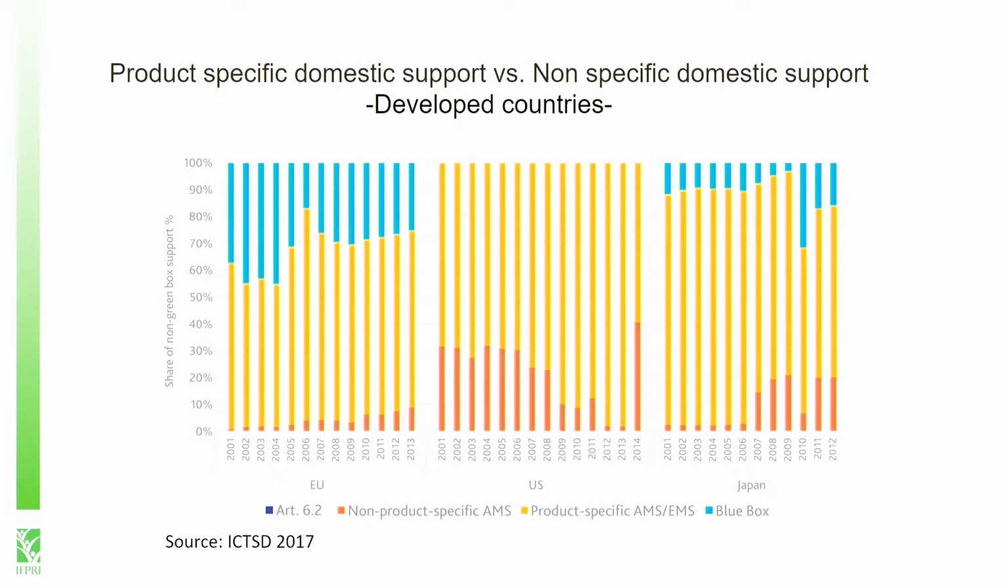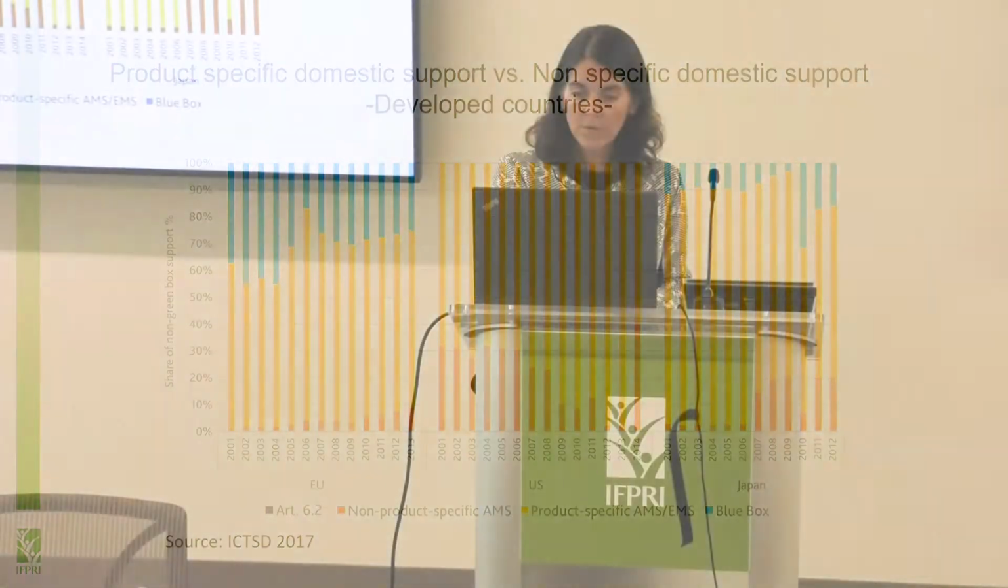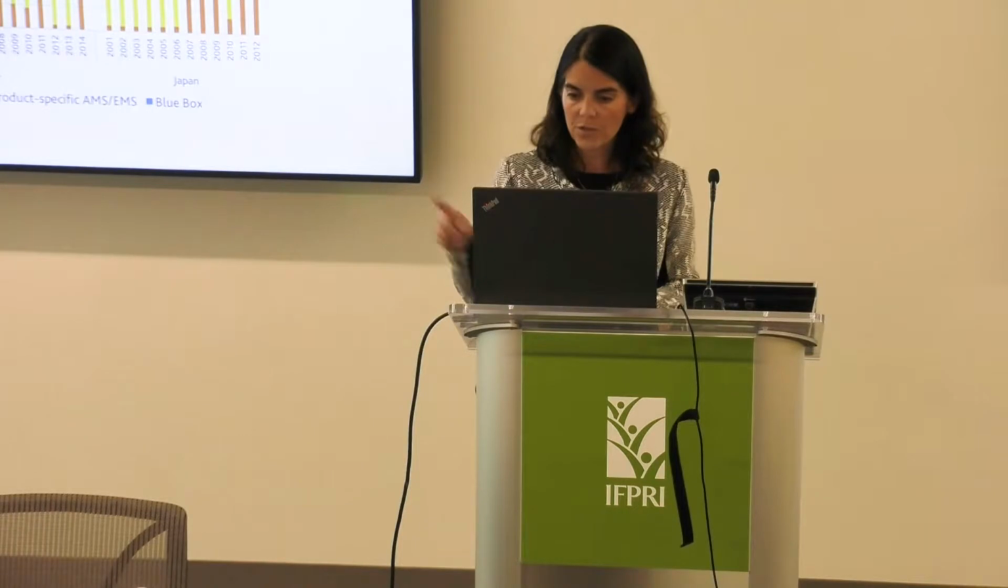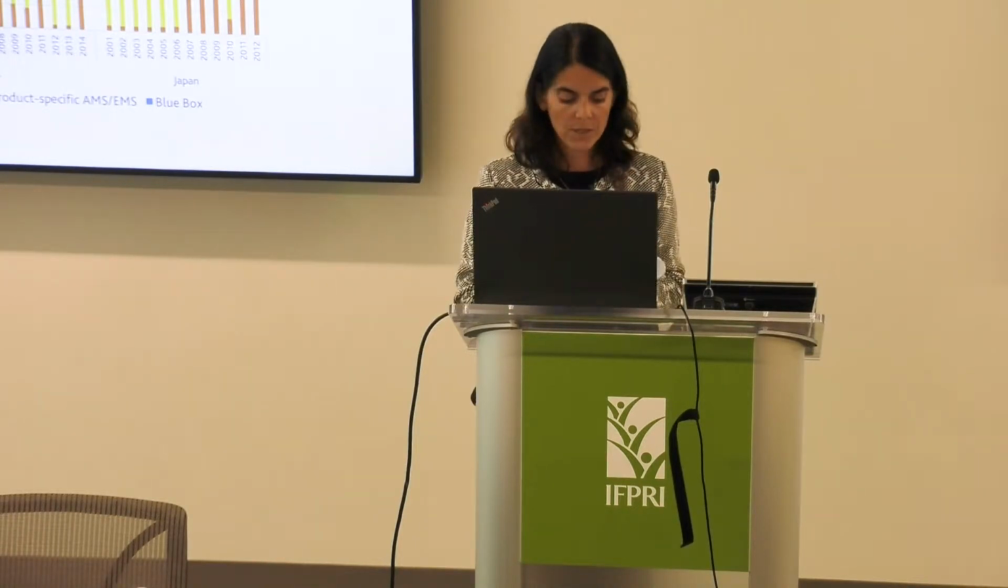This is something interesting that Joel already showed for the US, that we can see a difference in the trend or the pattern that they have for these non-product specific or product specific after the Farm Bill in 2014. Now they are switching to more crop insurance, which is non-product specific. So that is the change you see in the orange graph.